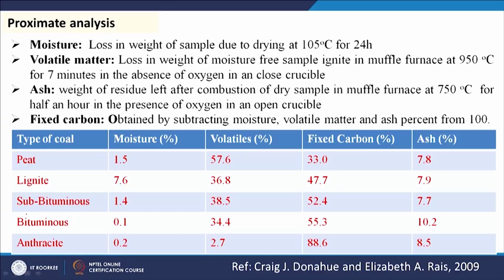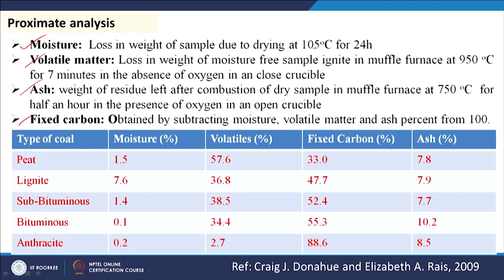Now, we will see what is proximate analysis. This is a standard method, which gives us the procedure through which we can analyze the moisture content of coal, ash content of coal, volatile matter content, and fixed carbon. So, these four properties, moisture, volatile matter, ash, and fixed carbon, are determined by proximate analysis. So, how is it possible?